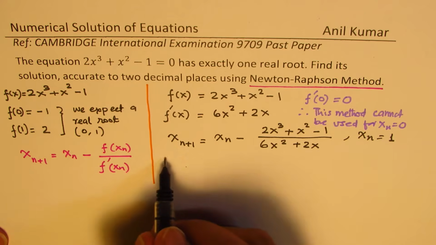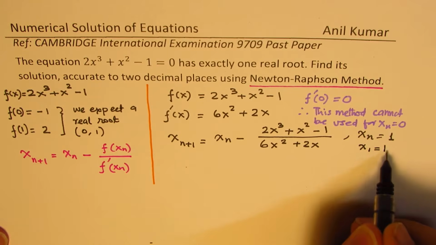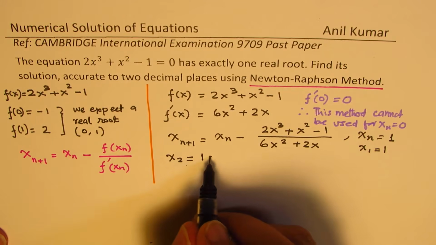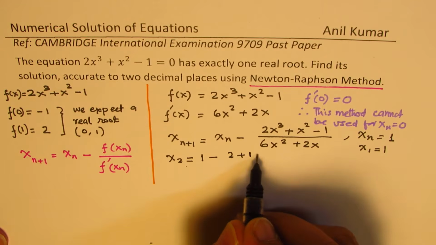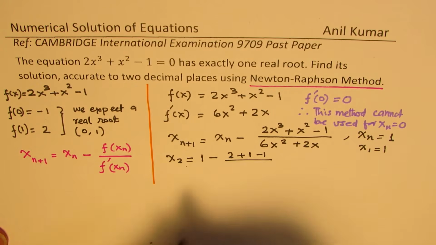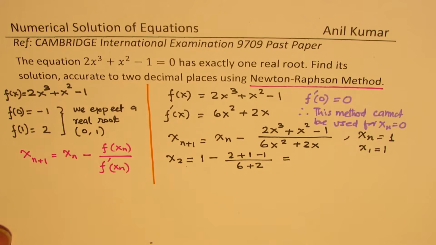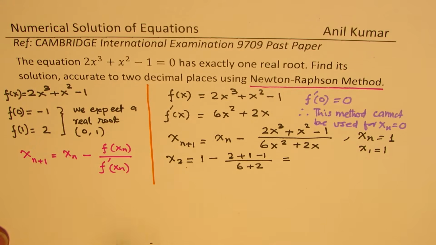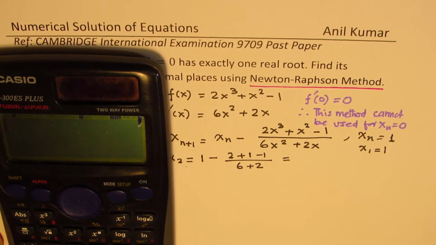So let's calculate. First value, we are saying x1 equals 1. So what is x2 equal to? x2 will be x1, which is 1, minus, we get here 2 plus 1 minus 1 over, we'll substitute 1 here, so we get 6 plus 2. So that gives us the first value. Now once we get this value, we'll try the third, fourth values also. But we should actually do this calculation with the help of a scientific calculator, since it is much faster.